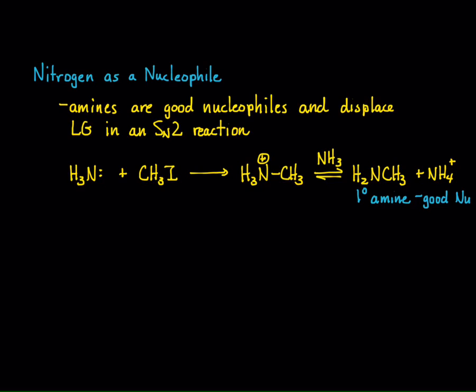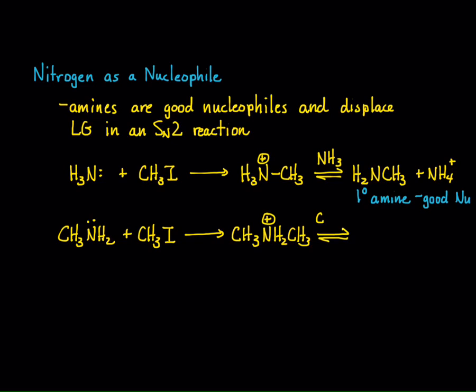And if I don't have enough ammonia present, what's going to happen? Well, that good nucleophile, that methylamine, is going to react with my substrate with a good leaving group. So it's going to react with methyl iodide. And I'm going to get CH3, NH2, CH3. So now I've added another methyl group to my nitrogen. Again, I get a salt, but I can treat this with a base, an amine, and I end up with (CH3)2NH, so dimethylamine. And dimethylamine is a secondary amine. And guess what? Secondary amines are better nucleophiles than primary amines.